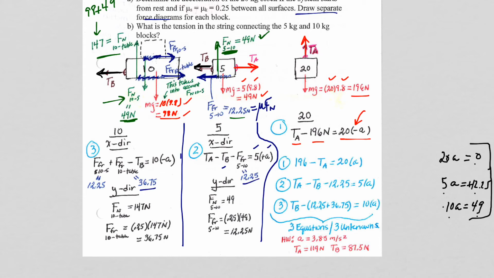In the y direction, there's not much here to really help us. The sum of the forces in the y direction equals 0, so that means that the force normal had to be 49, and then when we did mu times the force normal, we got our frictional force.